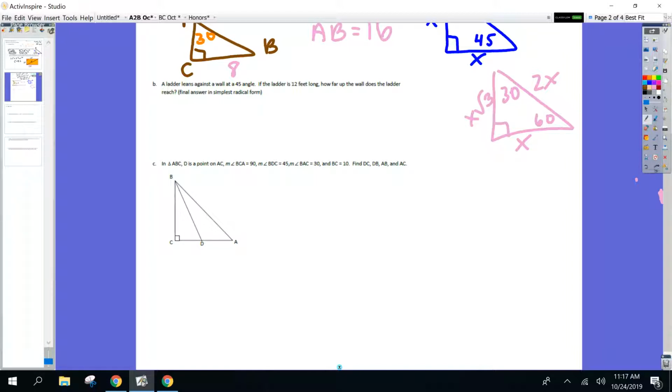Okay, ready? A ladder leans up against the wall. That's our classic right triangle diagram. And it leans up against the wall at 45 degrees. The ladder is 12 feet long. What type of triangle am I working with? 45, 45, 90, right? How far up the wall does the ladder reach? Not on the ground, how far it reaches.